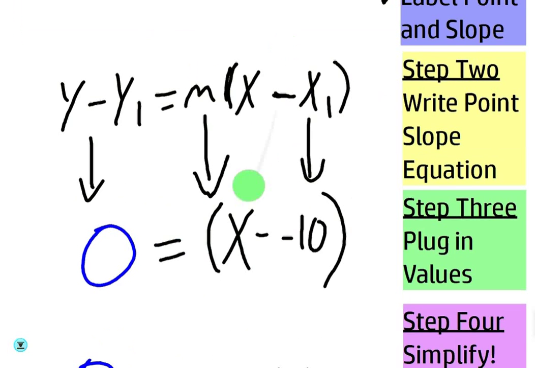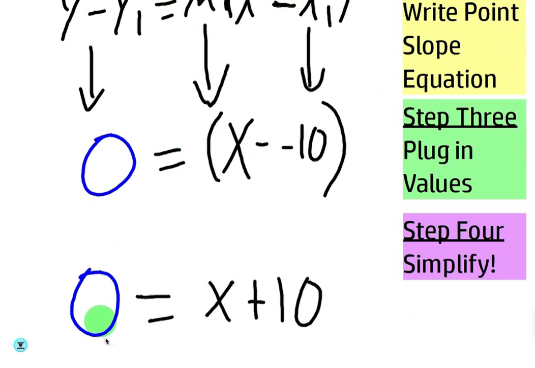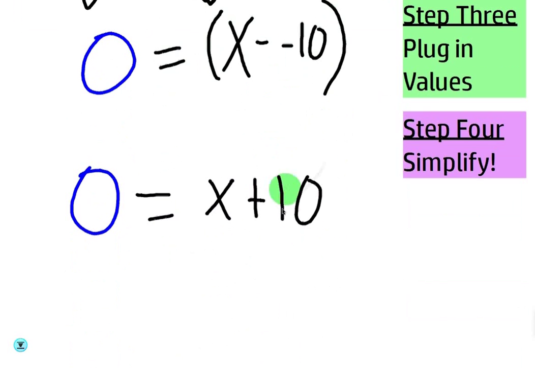Okay, so you're going to plug in negative 10 for x1. You get x minus negative 10, which becomes x plus 10. And again, the left is 0, and this is actually point slope form. And let's talk a little bit about how to interpret this if you were to be given this equation. So first of all, if we subtract the 10 from both sides, we get x equals negative 10.